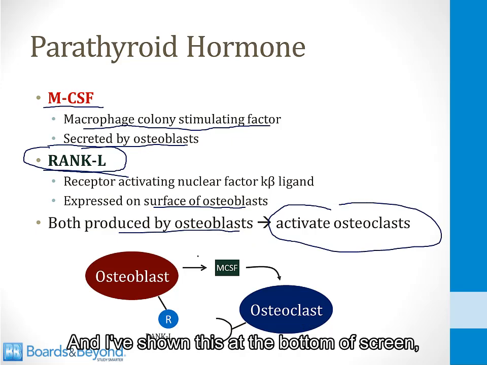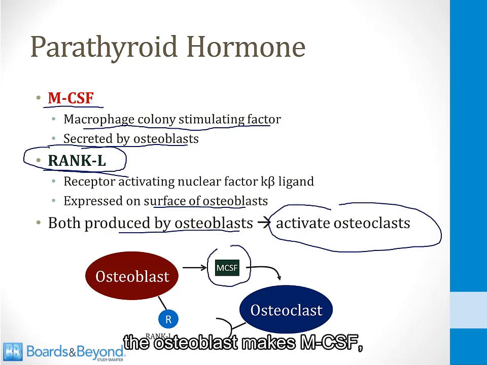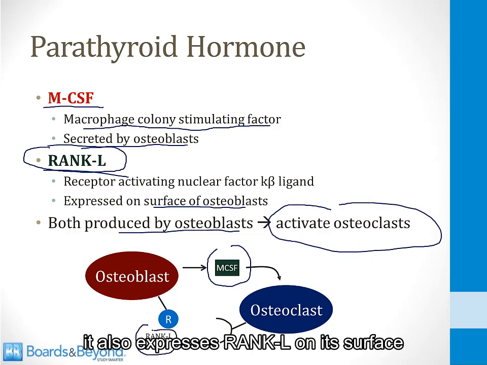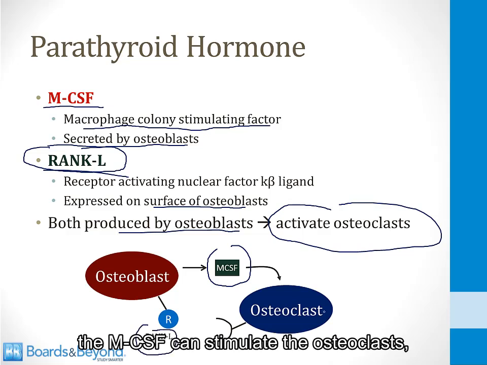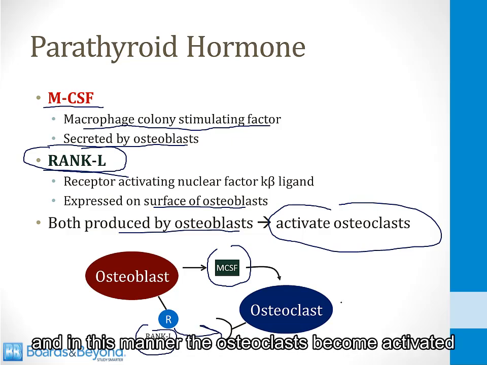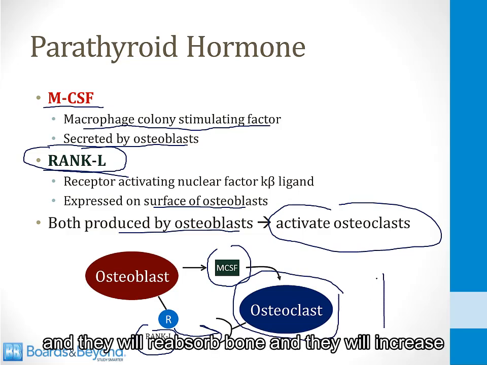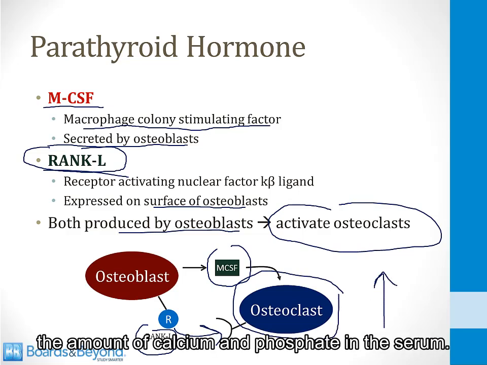And I've shown this at the bottom of the screen. The osteoblast makes MCSF. It also expresses RANK-L on its surface. The MCSF can stimulate the osteoclast. The RANK-L can bind to the osteoclast. And in this manner, the osteoclasts become activated, and they will resorb bone, and they will increase the amount of calcium and phosphate in the serum.